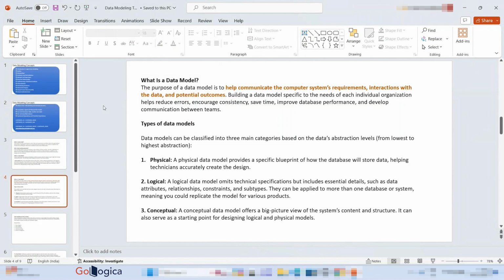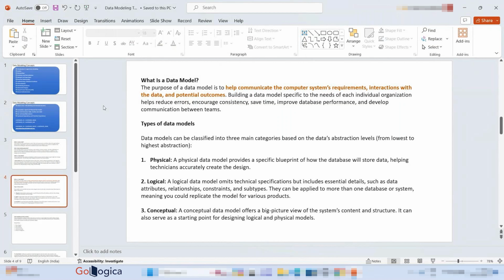So we have three types of data models. I already told you: physical, logical, and conceptual. The physical data model is just a blueprint of a database, what you think and what you analyze during the discussion.